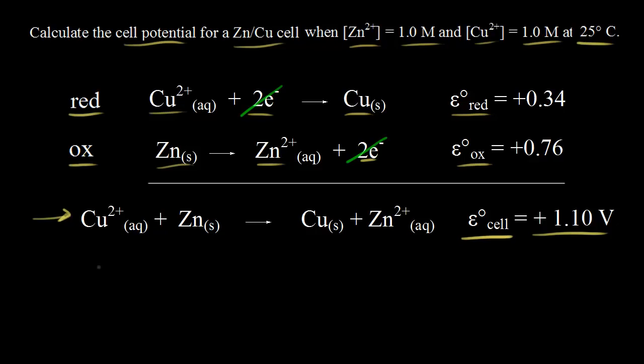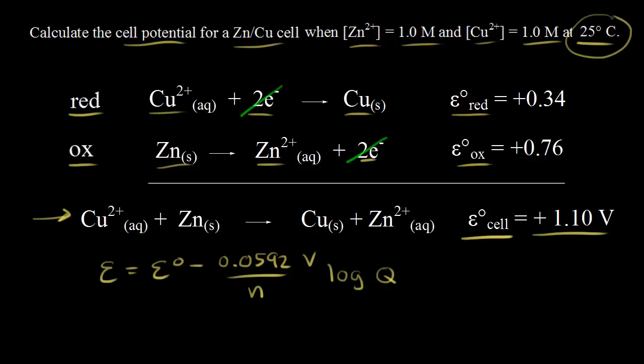So let's go ahead and write down the Nernst equation, which is the cell potential E is equal to the standard cell potential, E0, minus 0.0592 volts over n times the log of Q. This is one of the forms of the Nernst equation that we can use when our temperature is 25 degrees C.